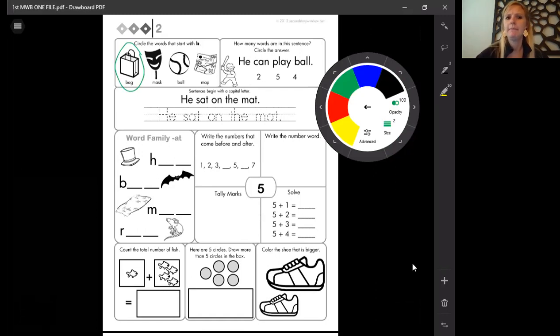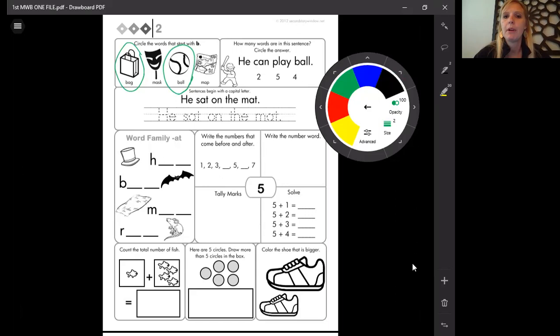Does that start with a B? No. What's the third picture? A ball. Does that start with the B? Do we hear the B sound? Yes, we do. So we are going to circle that one. And the last picture, what's that a picture of? A map. Do we hear B in map? Nope, so we're not going to circle that one.